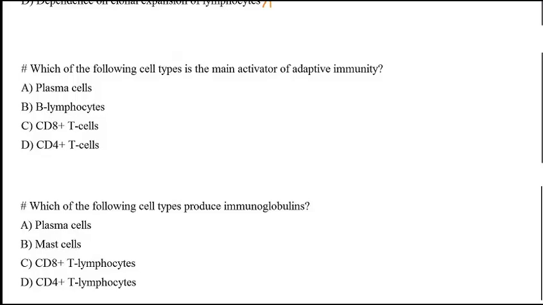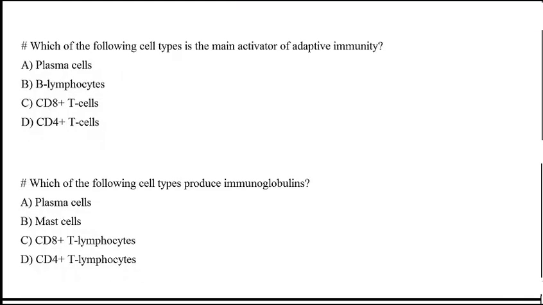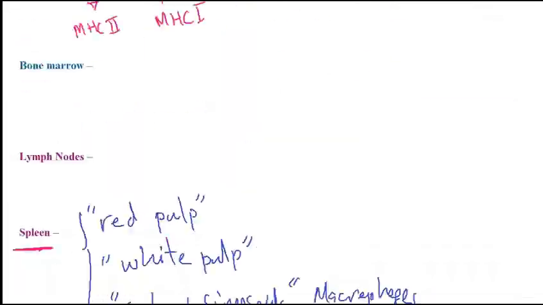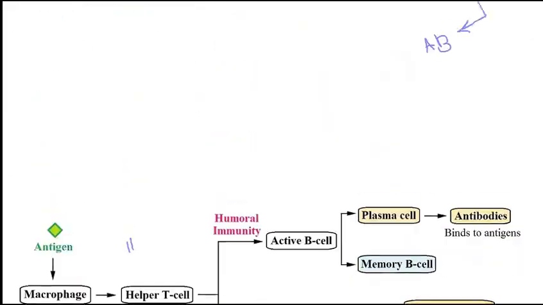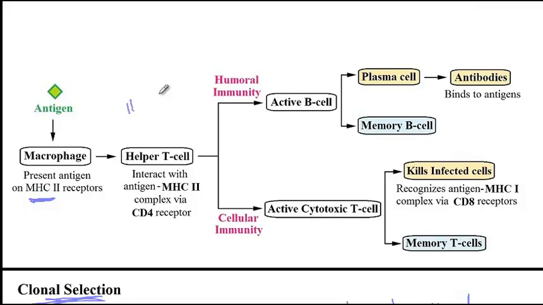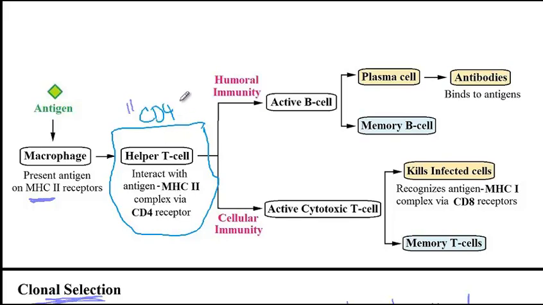And then the next question should be very easy. Which of the following cell types is a main activator of adaptive immunity? CD4 positive T cells. We just discussed how after antigen is picked up, it is presented to CD4 positive T cells, and now these cells can activate either B lymphocytes or CD8 positive T lymphocytes. Here is the table that shows how adaptive immunity is activated by the helper T cells. CD4 positive is the main activator.